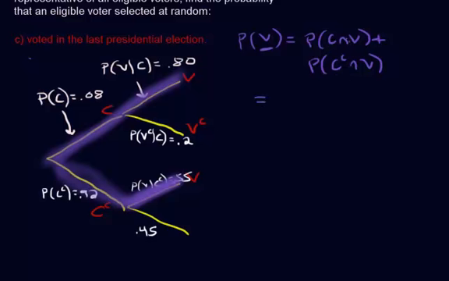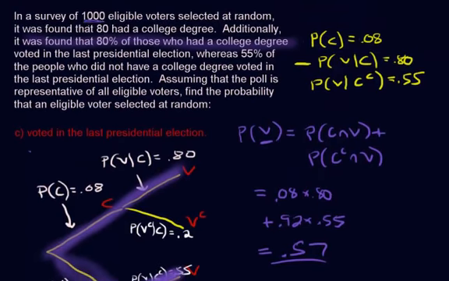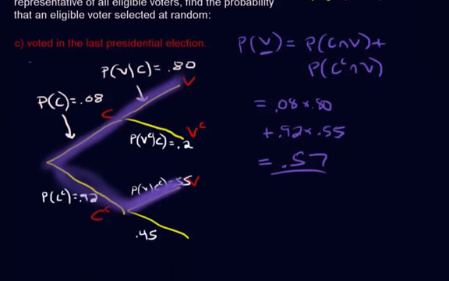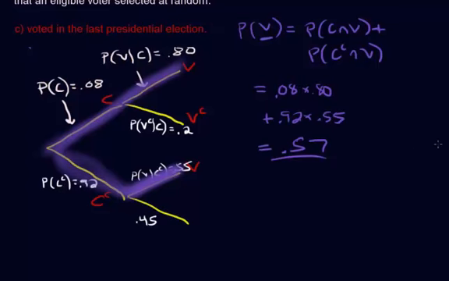So it's the intersection of C and V, which we found already. That was 0.08 times 0.8, plus the probability that you do not have a college degree and you voted. So that's 0.92 times 0.55. So let's see what we get. And I get 0.57. So 57%, since we're actually dealing with 1,000 people, that's 570 people. We know that 570 people voted. All right, so let's see. We've got a minute and a half left. See if we can get one more in.